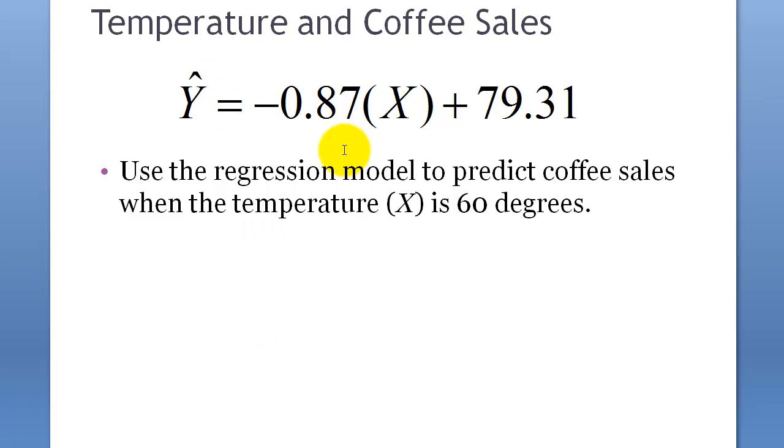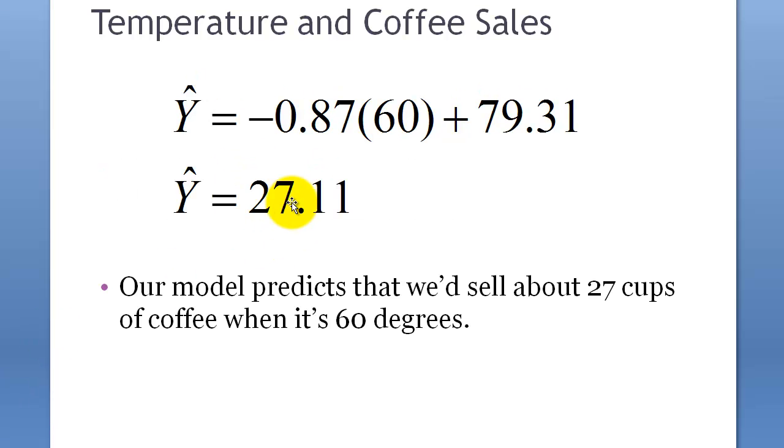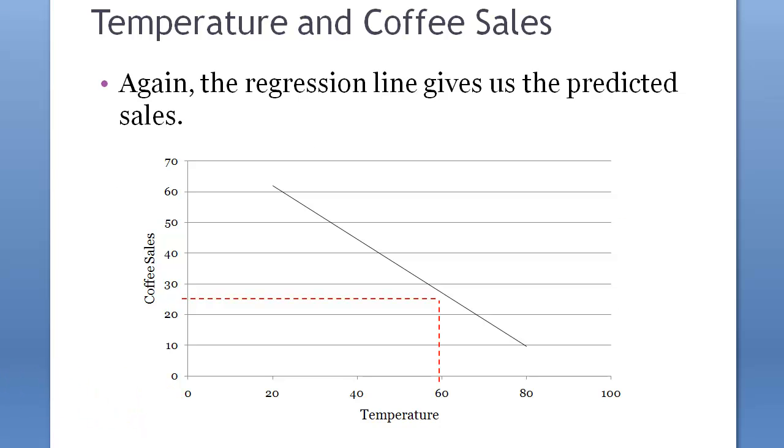Now use this and predict coffee sales when the temperature is 60 degrees. Same thing: y is going to be 27.11, so that's 27 cups of coffee sales.